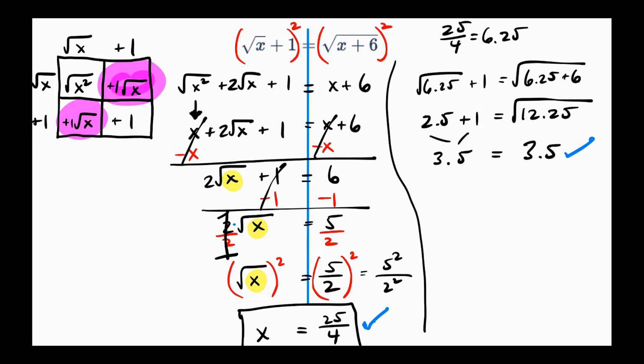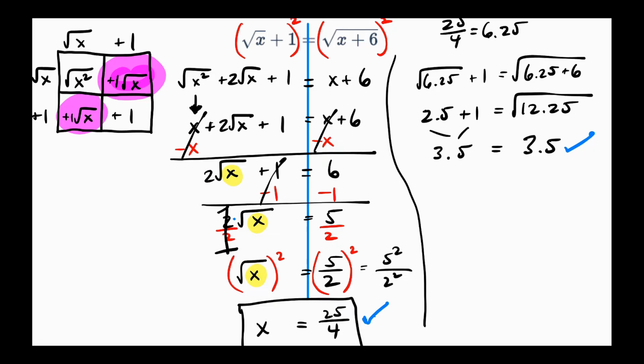25 over 4. So in Delta Math, I would put 25 over 4 into the box. One answer. Hit enter. Green check mark. Okay. All right. Okay, let's look at the next one.